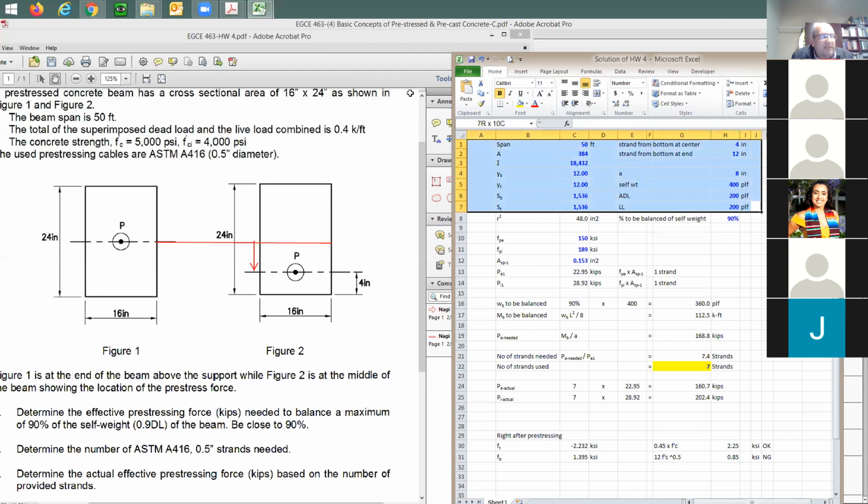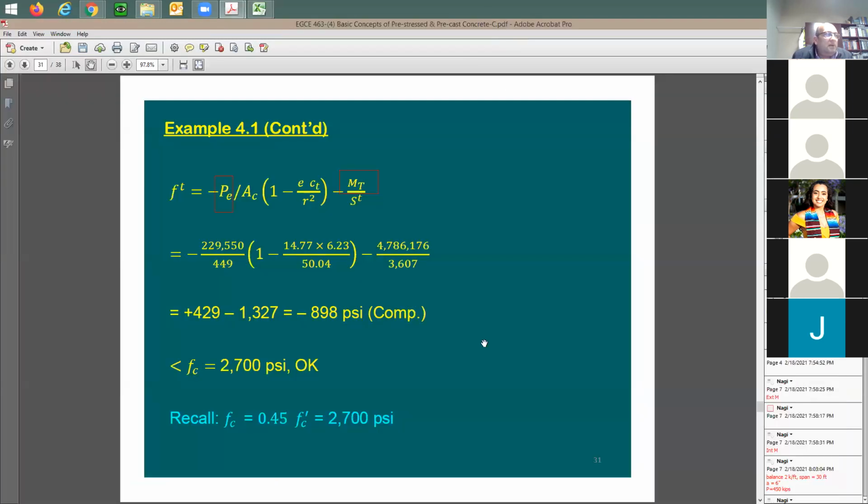So this section, I guess, we're all in agreement, right? Is everybody reaching the same conclusion I'm reaching here, or any different values? Professor, for the service load, when you give us the superimposed dead load and live load combined at 0.4, does that include the self weight? No, it does not include the self weight.